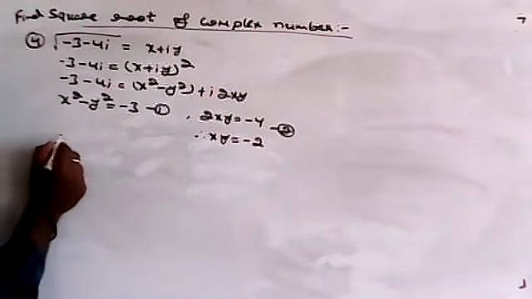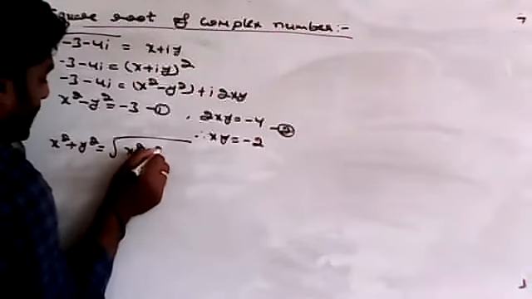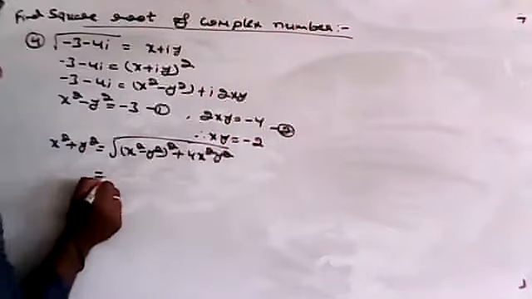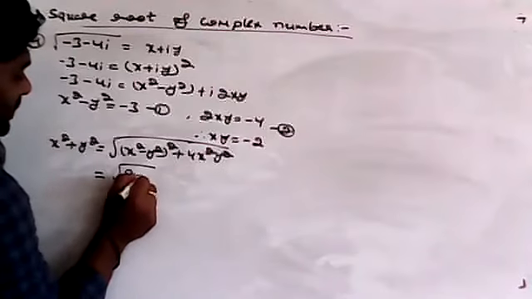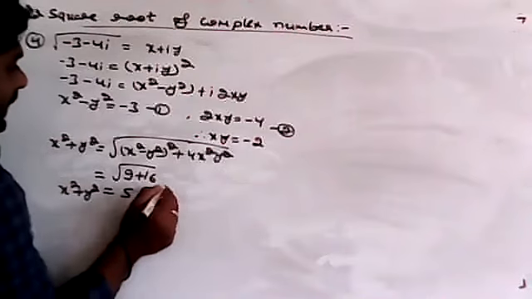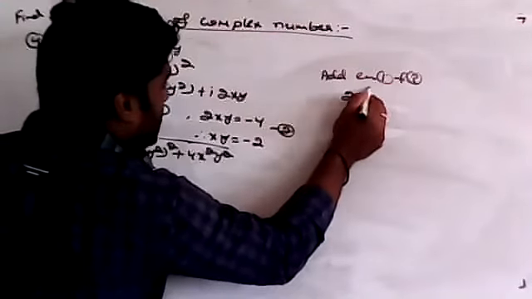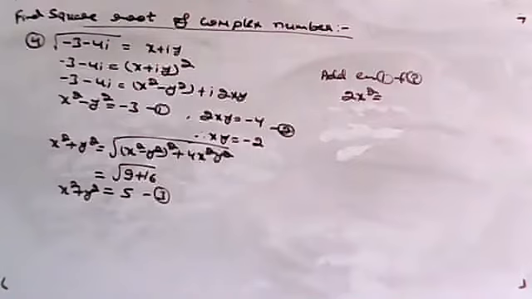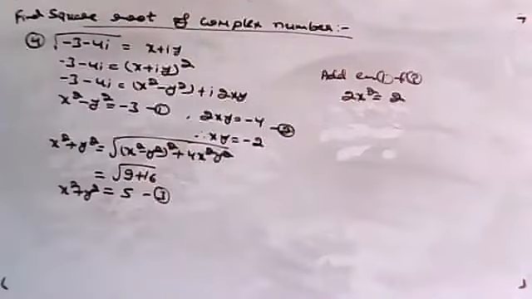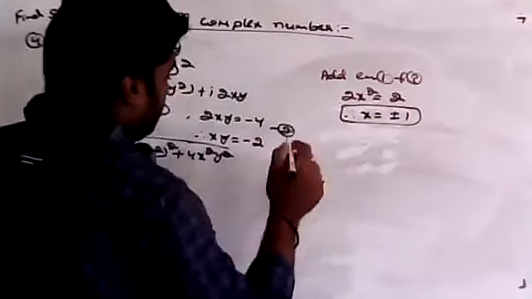Then next, we have to find x square plus y square, no? That is the square root of x square minus y square the whole square plus 4 times x square y square. So this one is the square root of 9 plus 16, which is nothing but 5. x square plus y square equals 5. Then add equation 1 and 3. 2x square equals minus 3 plus 5, that is 2, no? Therefore, x equals plus or minus 1.